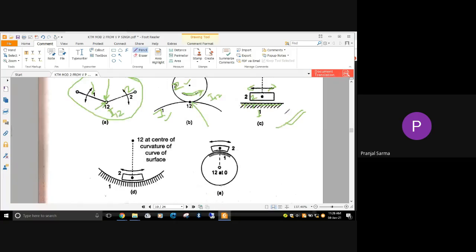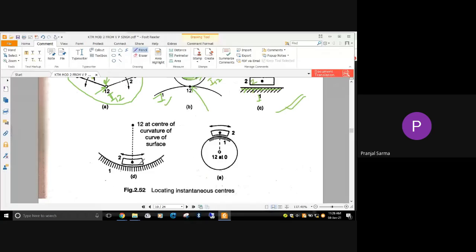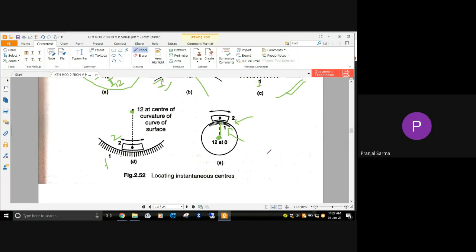And similarly for curved surfaces, suppose this is 1 and this is 2, in this kind of situation it will lie at the center of curvature of the curved surface. Similarly, if this is the case, link 1 and link 2, here also the instantaneous center lies at the center of this particular curvature. So these are some of the standard ways.